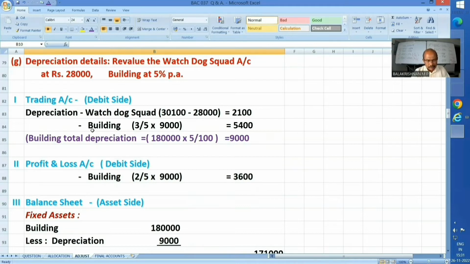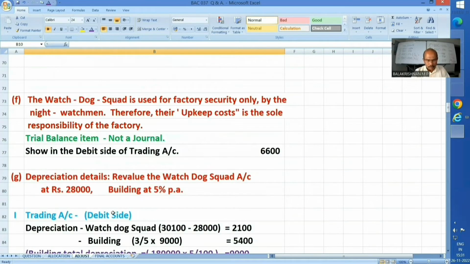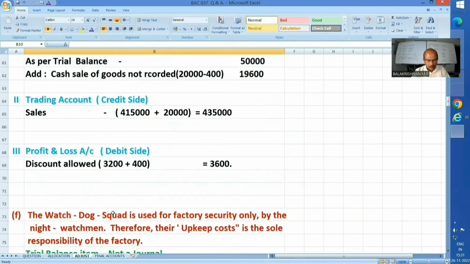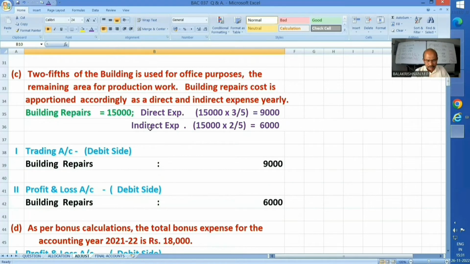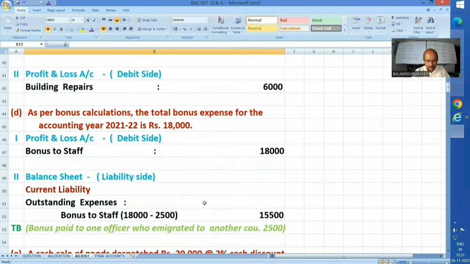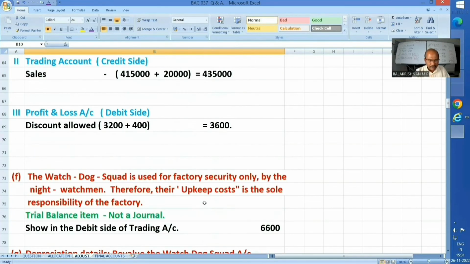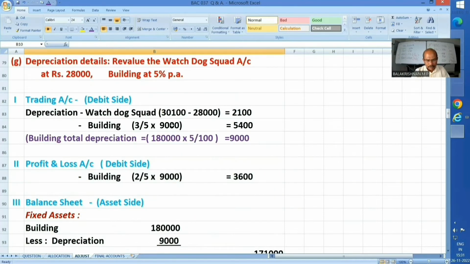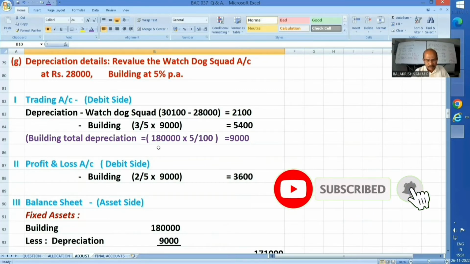And building. Why is building depreciation shown in the trading account? Because we have clearly shown above how the building expenditures are being apportioned. Accordingly, we are taking total depreciation of 9,000. 3/5 of that is what we are taking here. How do we get 9,000? 1,80,000 is the value of the building.